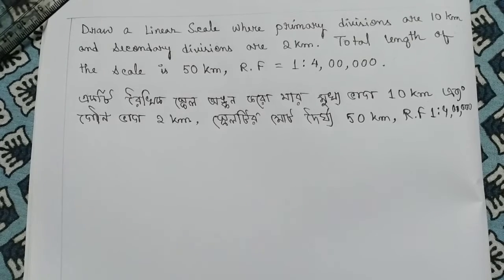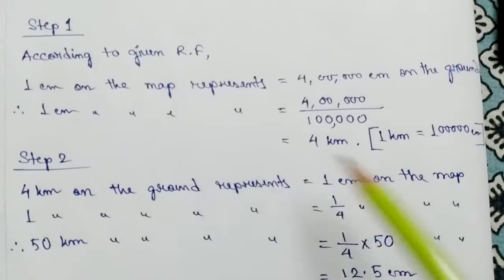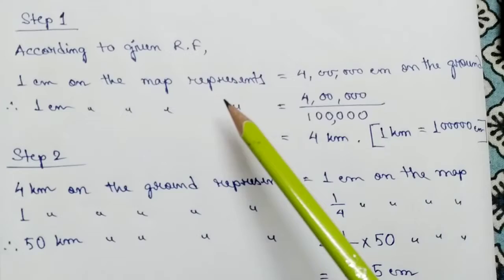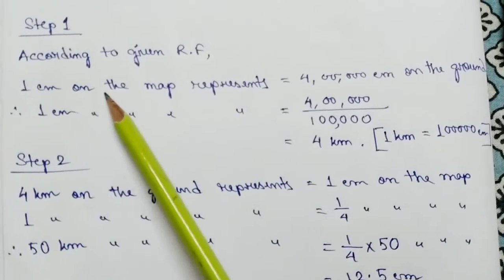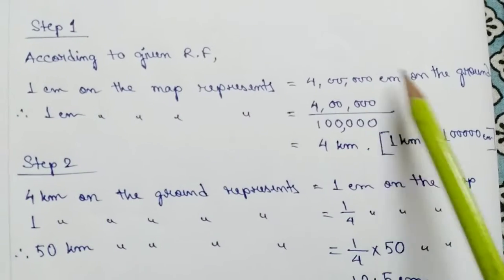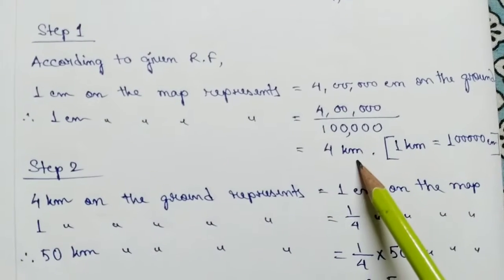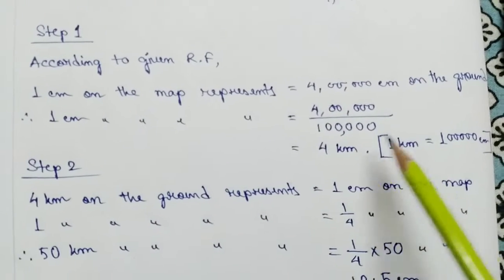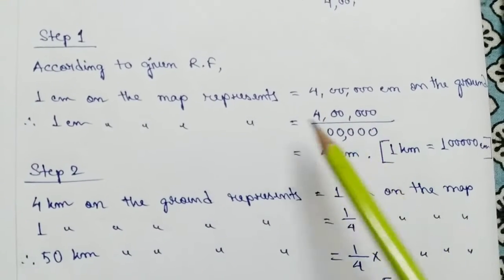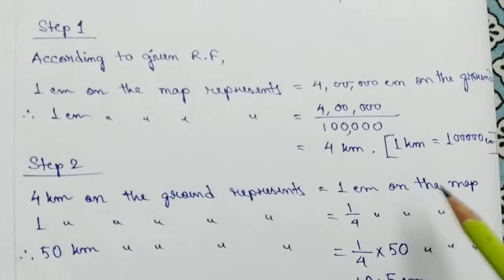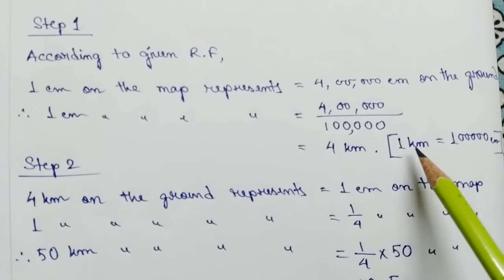The linear scale in English. First step, according to the given RF 1:4 lakh, 1 centimeter on the map represents 4 lakh centimeter on the ground. So we have to convert it into kilometer because our question has been given in kilometer. So 4 lakh has to be divided by 1 lakh. Why? Because RF has been given 1:4 lakh.